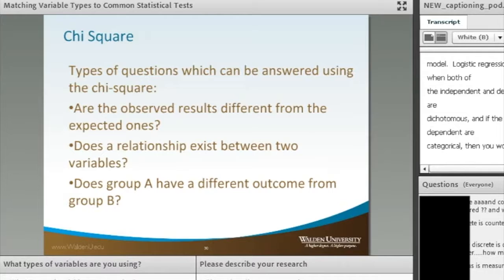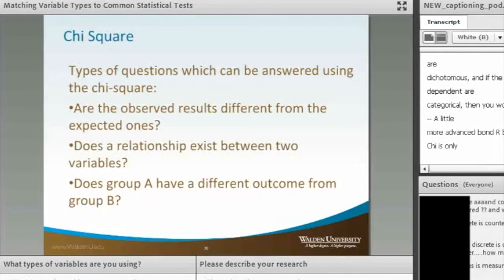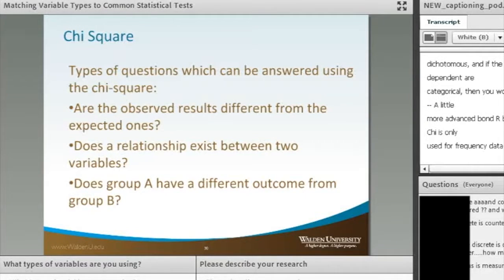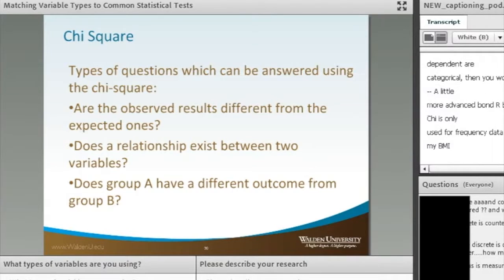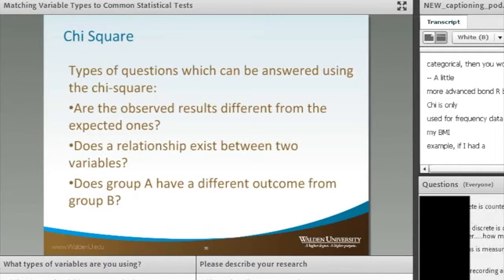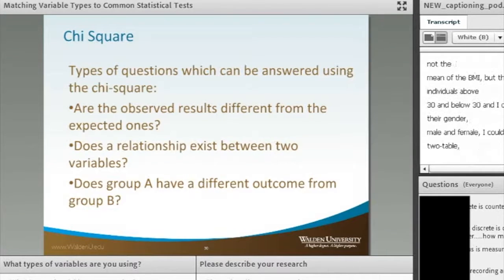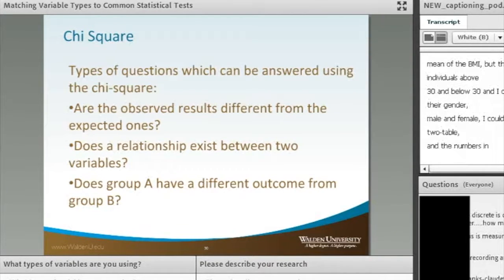And then finally, chi-square is used when you only have frequency data and it compares observed to expected frequencies. In my BMI example, if I had a sample BMI and gender, so not the mean of the BMI, but the number of individuals above 30 and below 30, and I compare that to their gender, male and female, I could create a 2x2 table, and so the variables in the chi-square must be categorical. You're not comparing means, you're comparing numbers in this case.